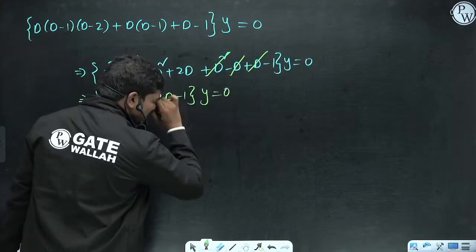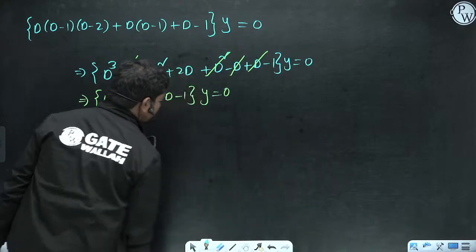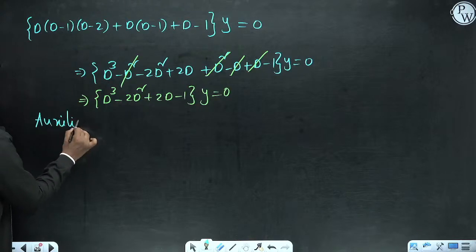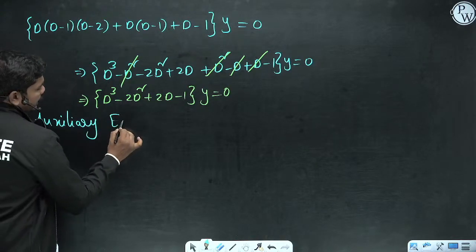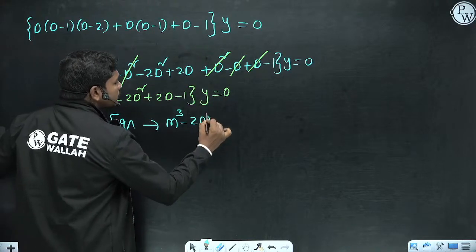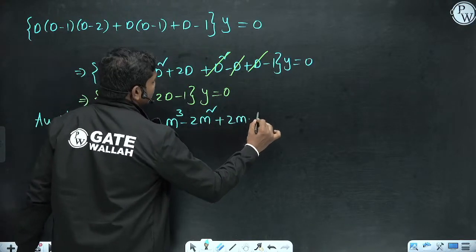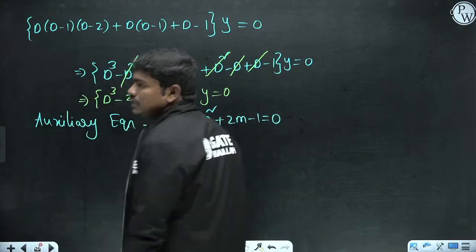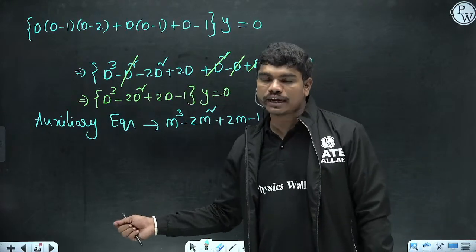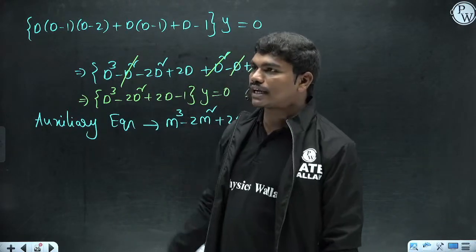So what is the auxiliary equation here? The auxiliary equation is m³ − 2m² + 2m − 1 = 0. So how can you find the roots of this cubic equation? Because you have to solve this cubic equation, right? So how do you calculate it?